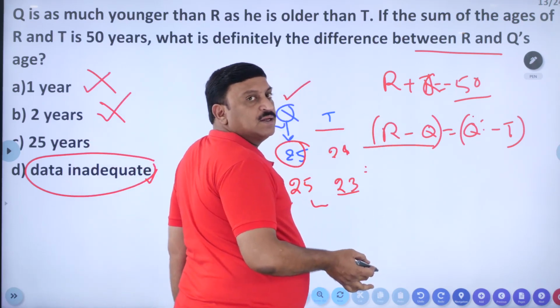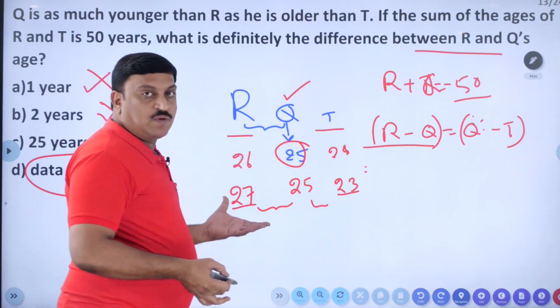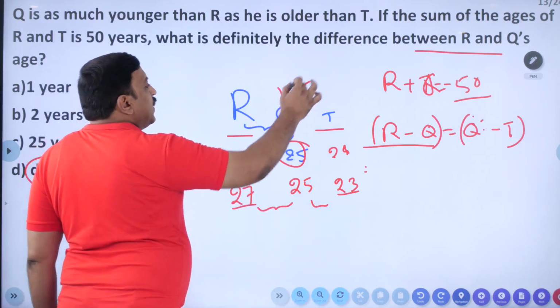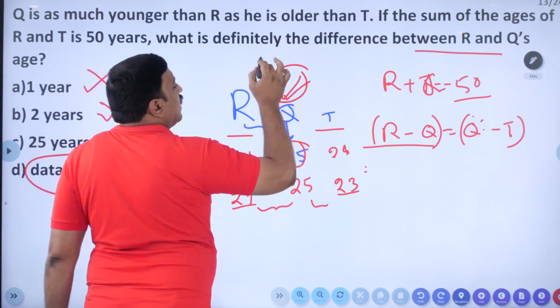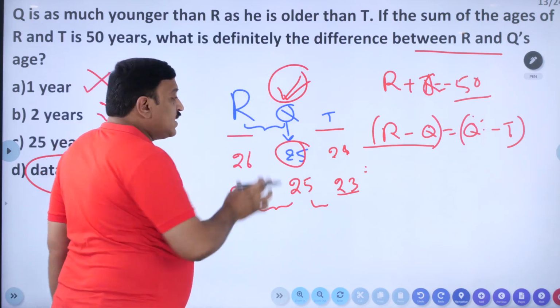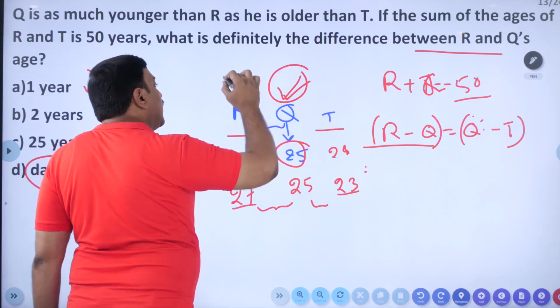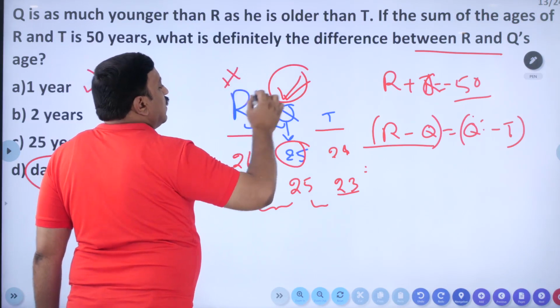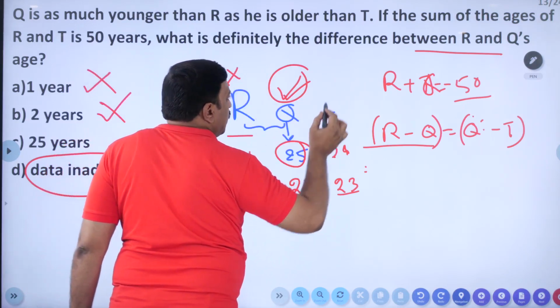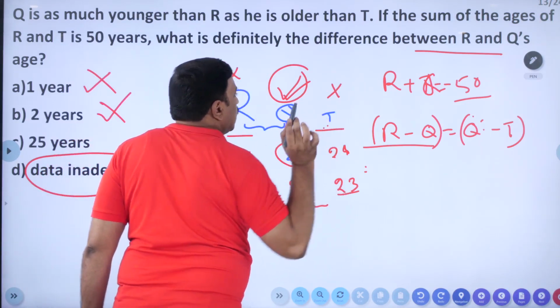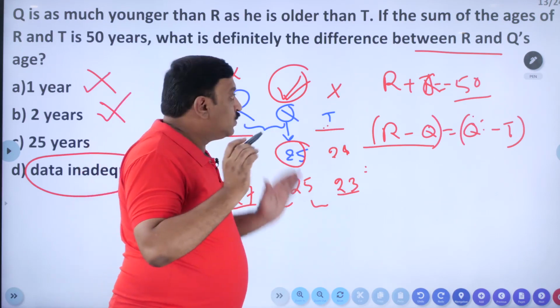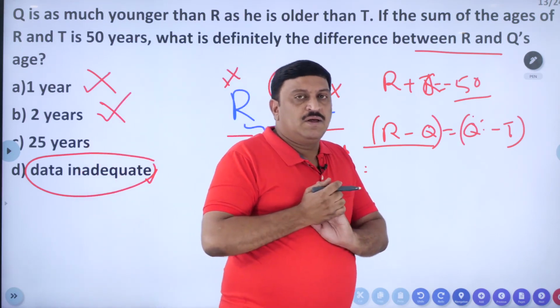We can't get the answer. In this type of question, only Q's age, the middle person's age, we can determine. The rest of the difference of their ages we can't determine because we don't know the age of this person. The difference cannot be obtained. Why? Because we don't know the age of this person. Clear? So this is an analytical question, right?